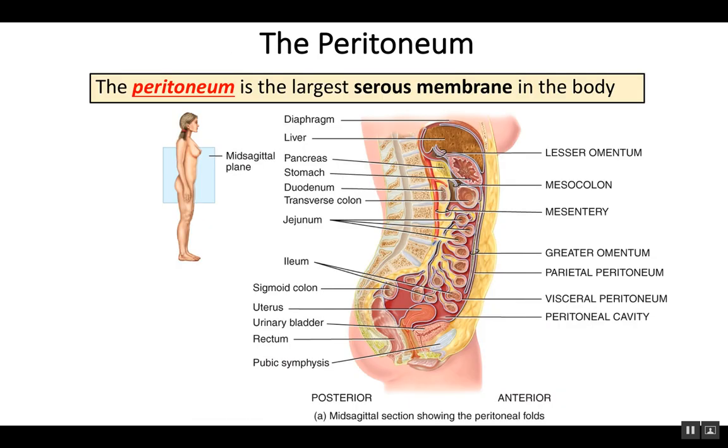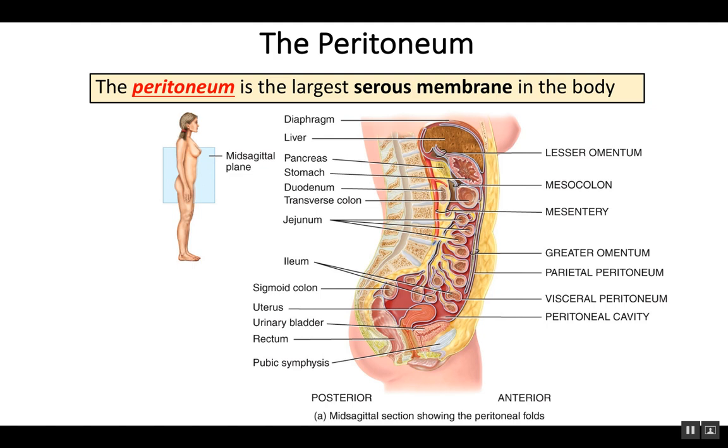The peritoneum is the last serous membrane we learned this semester. So if you think back, we've learned about the pericardium, which is the serous membrane that encloses the heart. We've learned about the pleura, or the pleural membranes surrounding the lungs. The third serous membrane, and the largest, is known as the peritoneum.